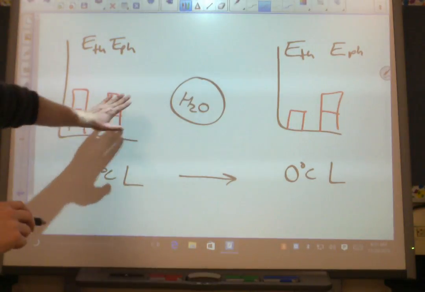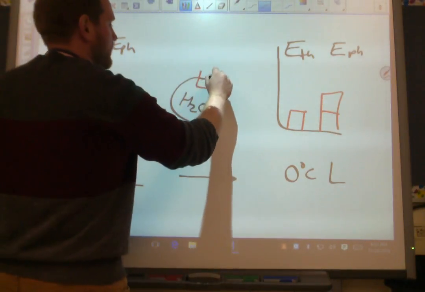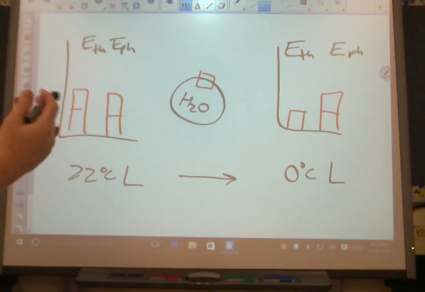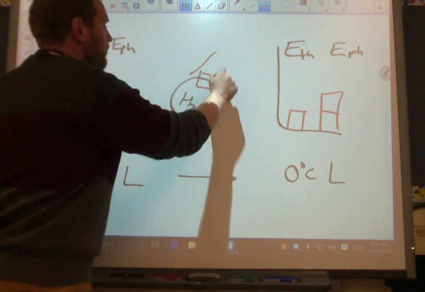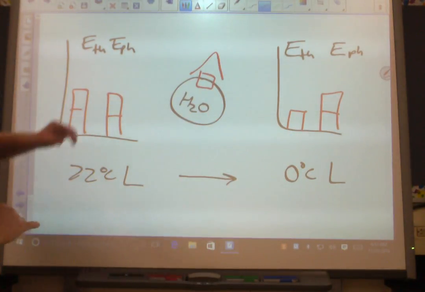So the H2O is going from 4 to 3, difference of 1. And is that 1 going in or out? Well, from 4 to 3, it must be going out. So that's the first one.